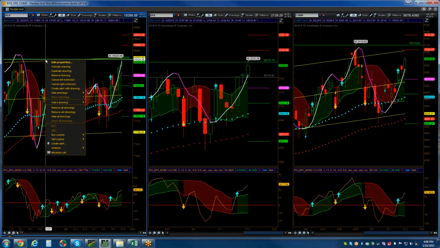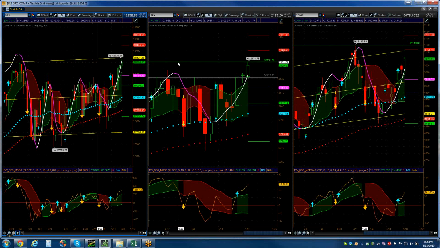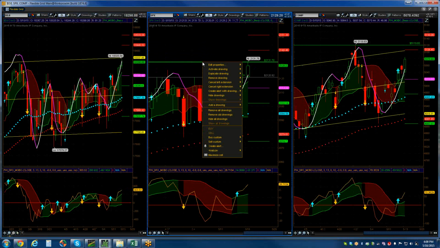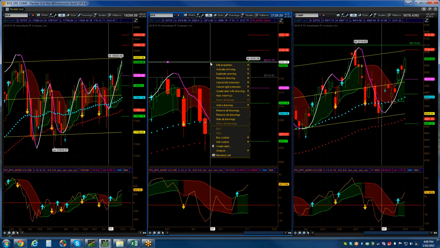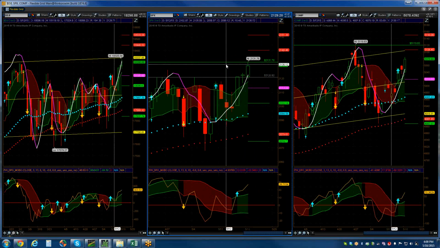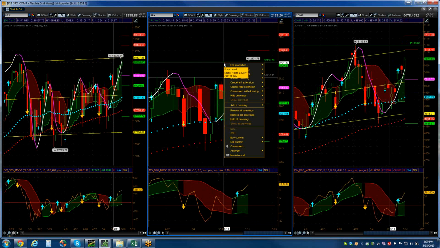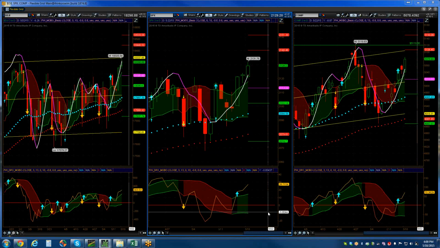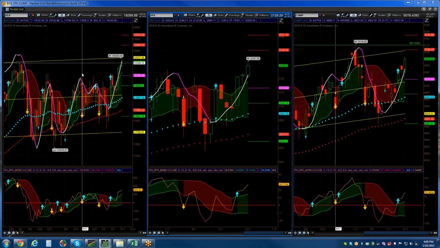Let's get rid of this so you guys can see things a little bit better. Oh geez, I keep duplicating these things instead of getting rid of them. What if I just remove all drawings? Okay, you can see I've got linear regression.